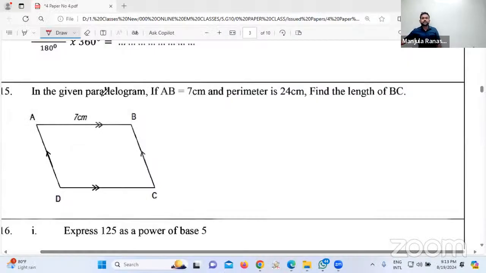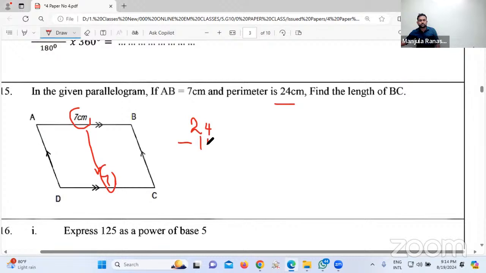In a parallelogram, this is a very general question. In a parallelogram, AB equals 7 centimeters. The property of a parallelogram is that opposite sides are equal, and they are examining this property here. AB equals 7, so the opposite side is also 7 centimeters. The perimeter is 24. You can subtract the sum of these two, 7 and 7, which is 14, from 24. That gives you 10 centimeters.